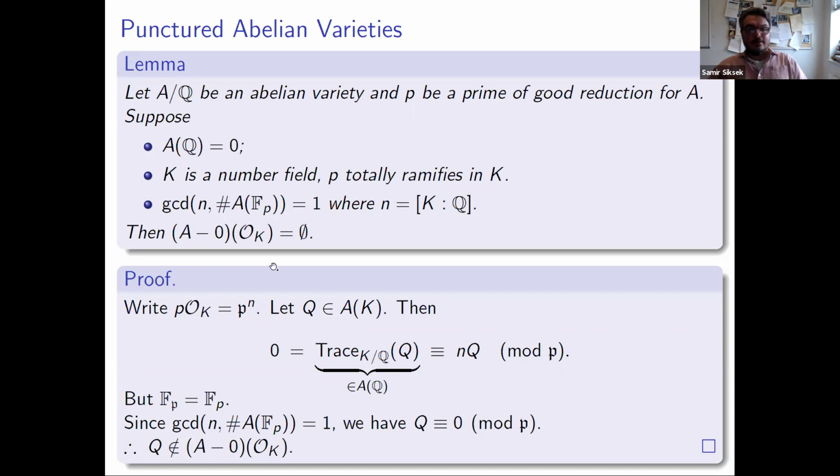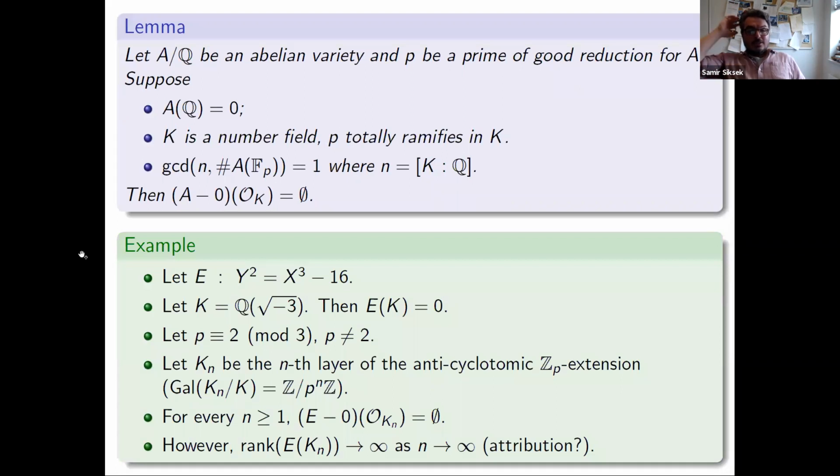All right, so let's take an example. It doesn't immediately follow from the lemma, but it's in the spirit of the lemma. It follows from the same kind of idea. If I take E to be the elliptic curve y squared equals x cubed minus 16, and I take K to be Q(root minus 3), then you can check that the Mordell-Weil group over K is trivial.